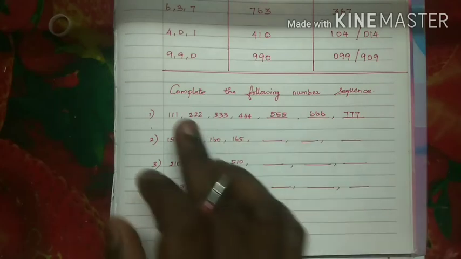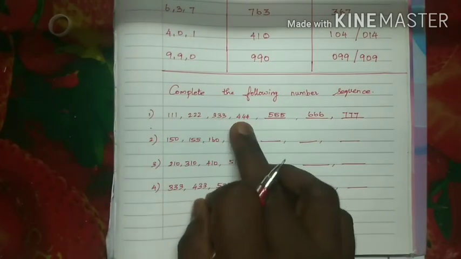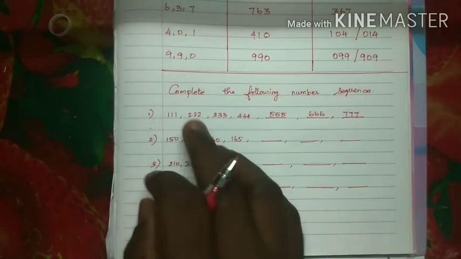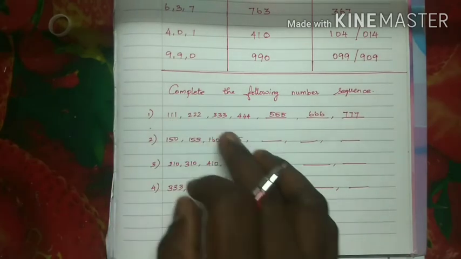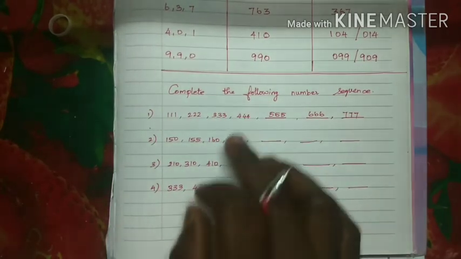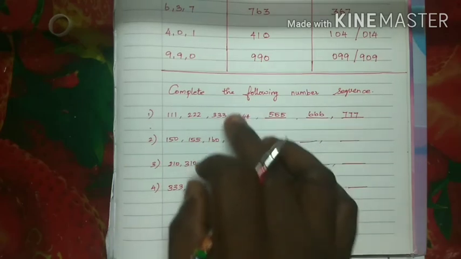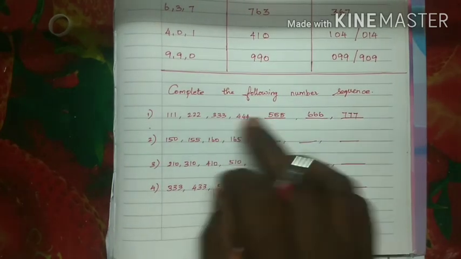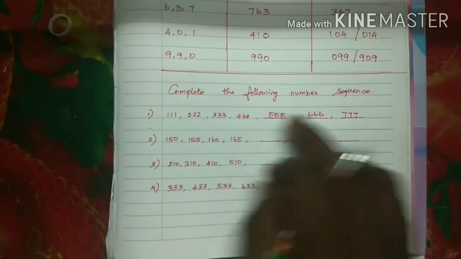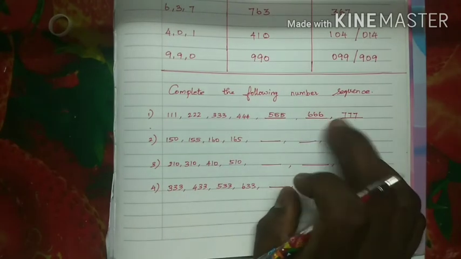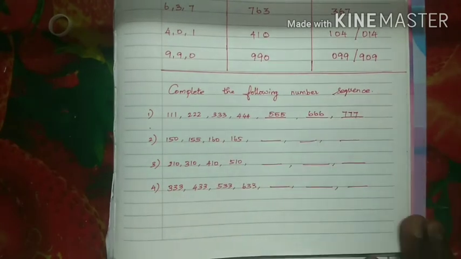Have you understood? 1, 2, 3, 4, they have given 111, 222, 333, 444. All the digits are the same. Now after 4, 5, all the digits are the same. After 5, 6, 7. You can write like this also.